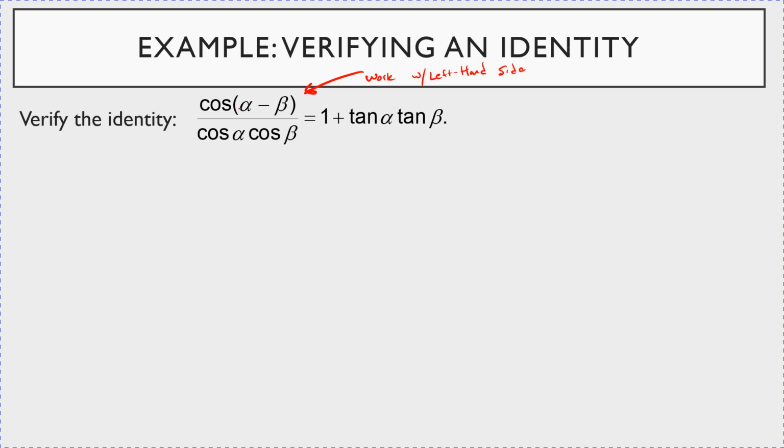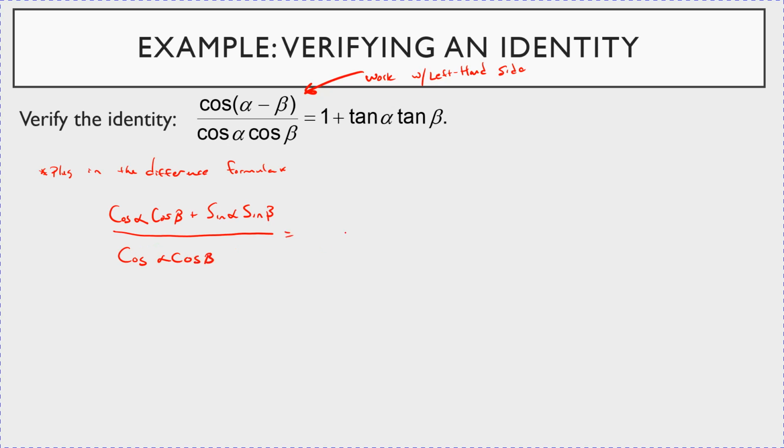What's going on here is I'm going to sub in the difference formula for cosine of alpha minus beta. So what do we know cosine of alpha minus beta is? Well, that's cosine of alpha times cosine of beta plus sine of alpha times sine of beta, and this is all divided by cosine of alpha times cosine of beta. When I simplify this, it's going to be equal to 1 plus tangent of alpha tangent of beta.